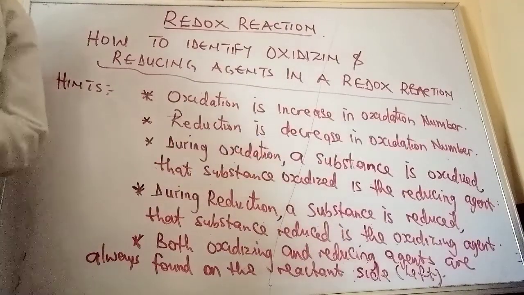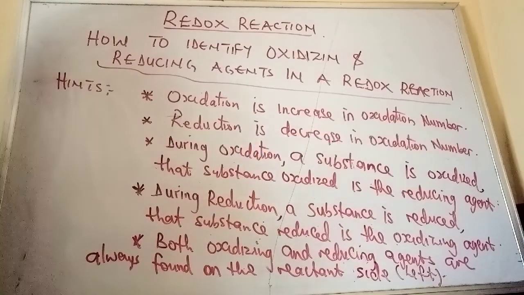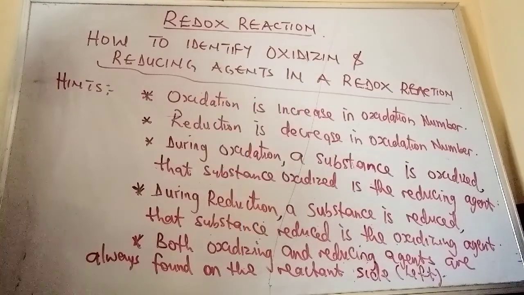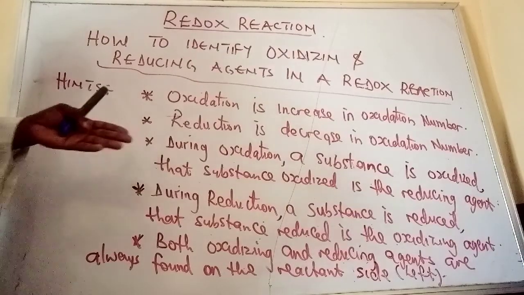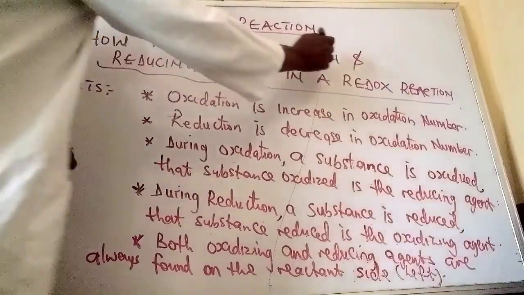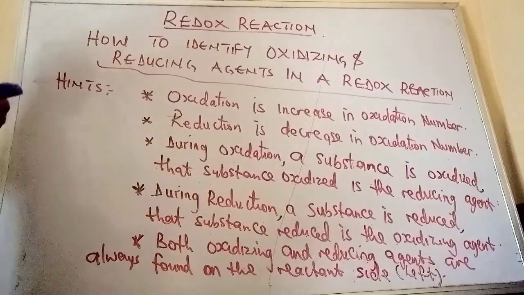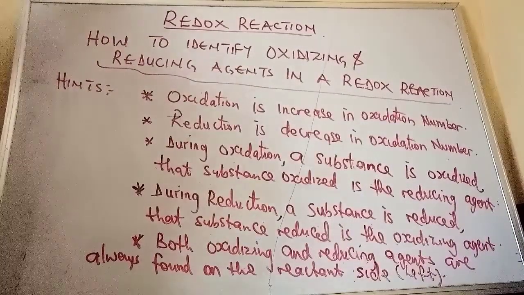I'm welcoming you to part 2 on chemistry subject, where I will be dealing with redox reaction. This part 2 will be separated into 2 sections. The A part, or the section A of it, will be how to identify oxidizing and reducing agents in a redox reaction, while the second part will be how to balance redox equation.